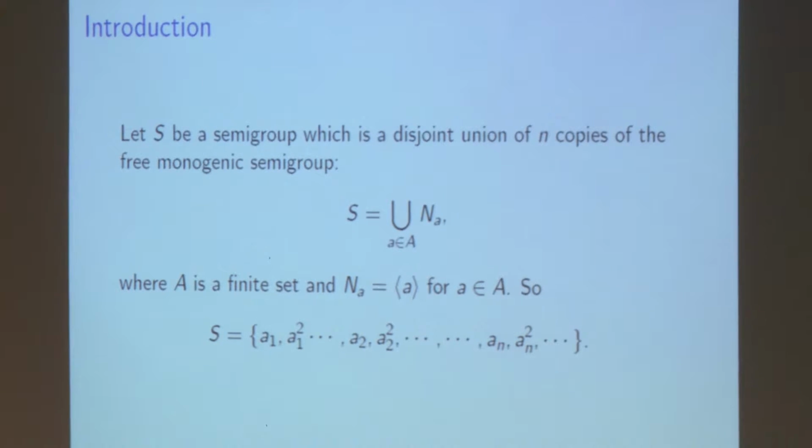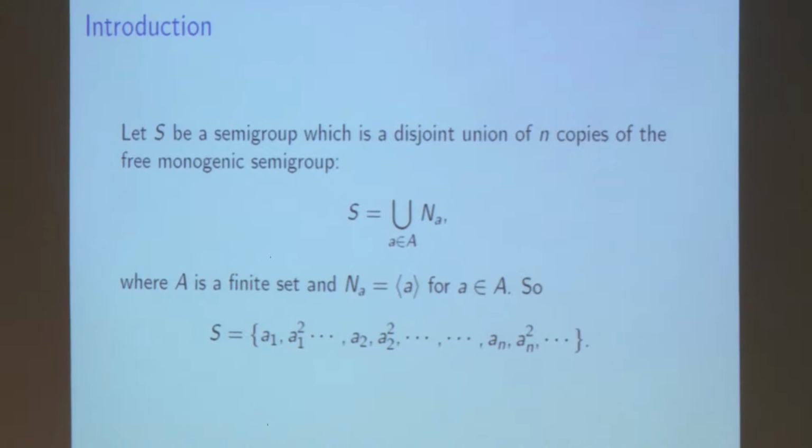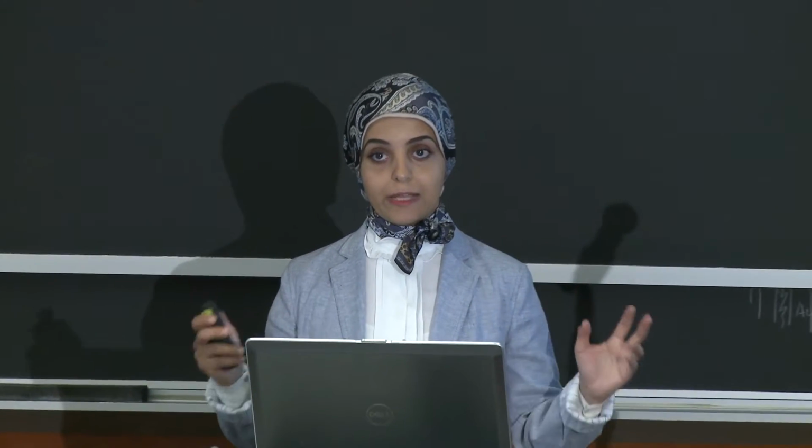So in our semigroup here, we have S, which is a disjoint union of free monogenic semigroups. Free monogenic semigroup means the semigroup is generated by one element. And then we get this semigroup, which is basically the powers of a generator. It's very big, it's infinite, it doesn't have idempotents, it's not cancellative, so there are no big things that help you to prove some theorems. But it still has some good properties.